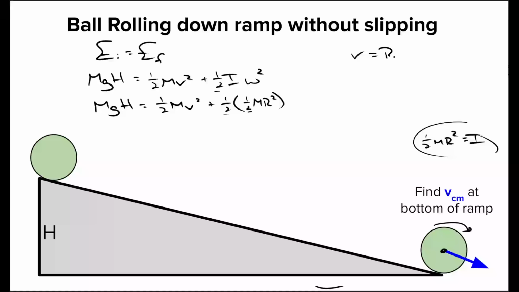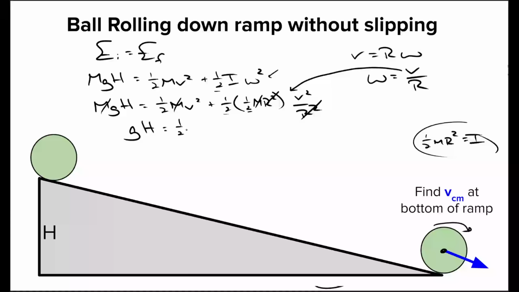Yeah, remember, V is r omega. That means omega equals V over R. Plug V over R into omega squared right here, and you'll get V squared over R squared, and something magical happens. R squared cancels R squared. The M's all go away. We end up with gh is a half V squared plus 1/4 V squared, and a half plus a fourth is, what, 3/4? That means V is going to be the root, if I solve this, of 4/3 gh. Boom, didn't have to do any torques. I just had to do conservation of energy.